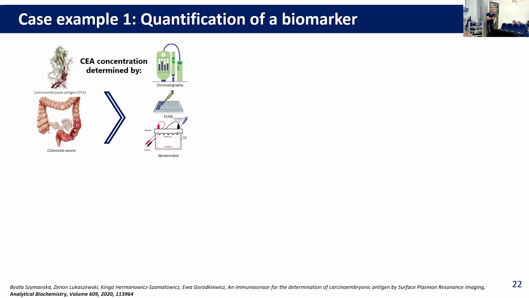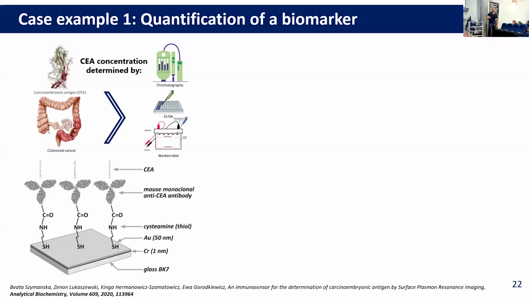However, these techniques are time consuming, and sometimes they don't allow you to work with non-processed samples. Like, for example, you cannot work in ELISA with pure blood. You need to treat it, or they are not sensitive enough. So what they did was to develop this SPR system in which they were covalently attaching some monoclonal antibodies that have a very high affinity for this antigen.